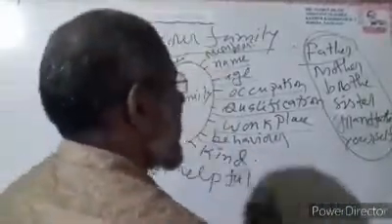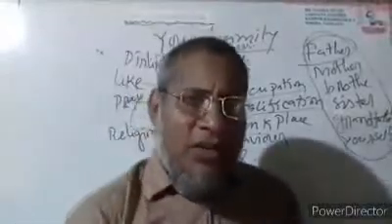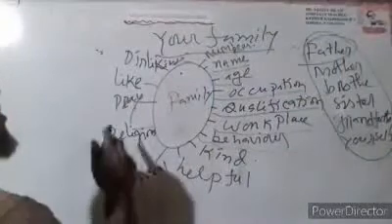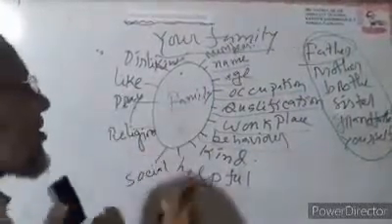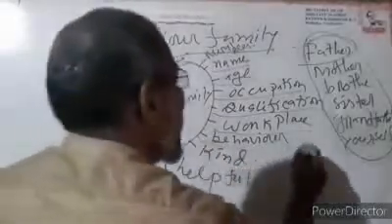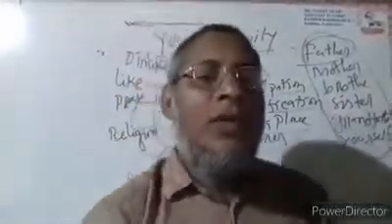In this way, you have to write sentences. Then behavior. In behavior, there are so many points: kind or unkind, helpful, social, religion, like, dislike, play. All these are included in behavior.